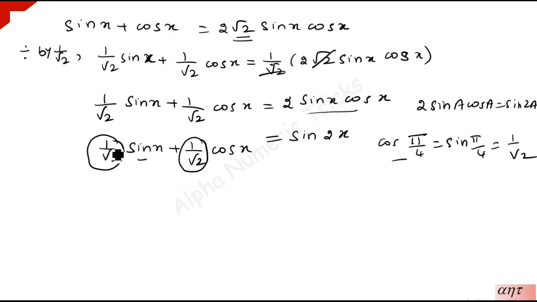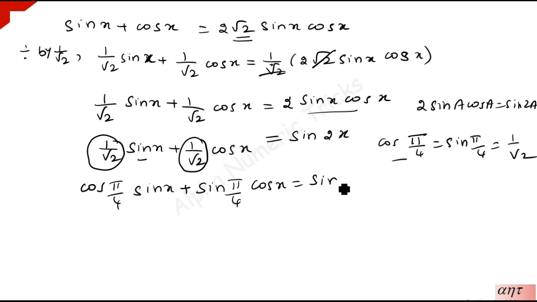So instead of 1 by root 2, we take cosine pi by 4 sine x plus, instead of this 1 by root 2, we take sine pi by 4 cosine x is equal to sine 2x. Okay, so here we know that another formula is also there. So here we have to apply this formula.